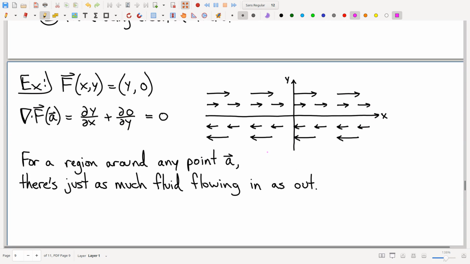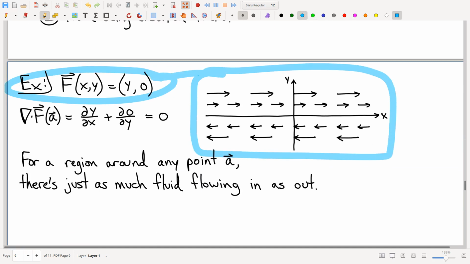Okay, another example. This is just another, again, for example. Here is a vector field. Y'all can persuade yourselves, good exercise, that this formula generates this picture. Good one to think through. Make sure you're comfortable with that.